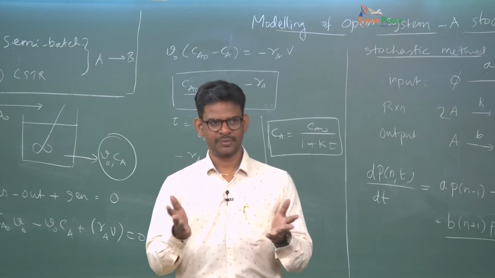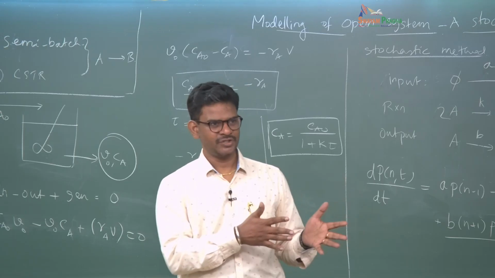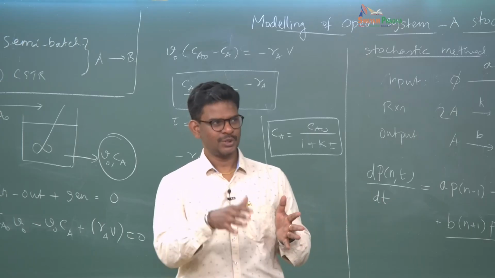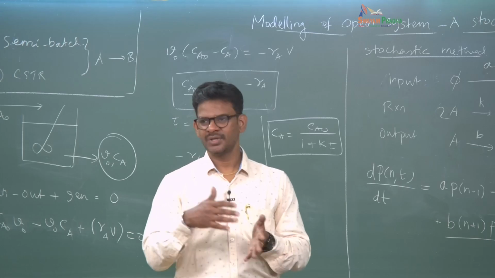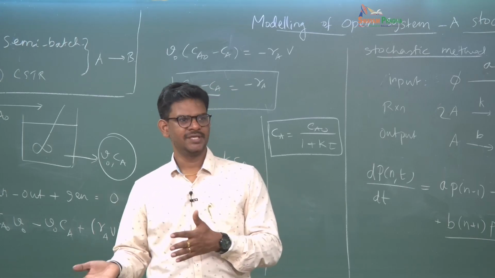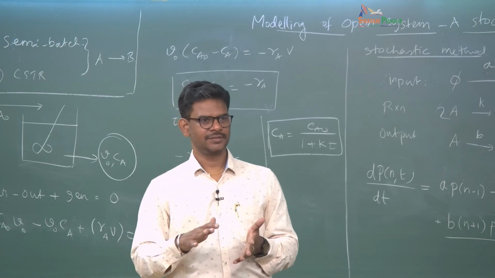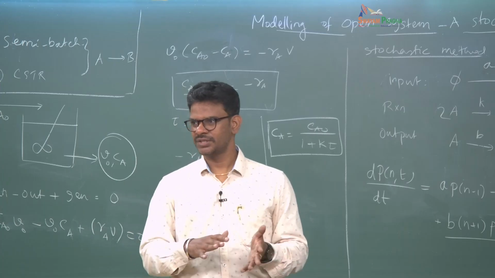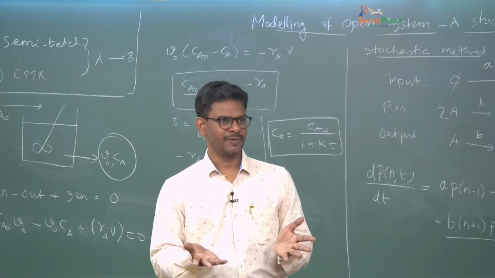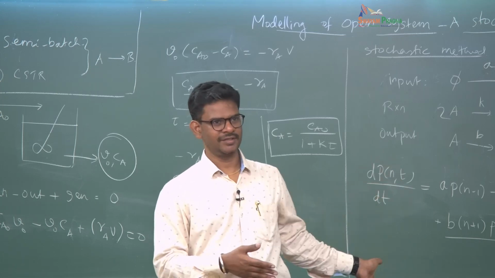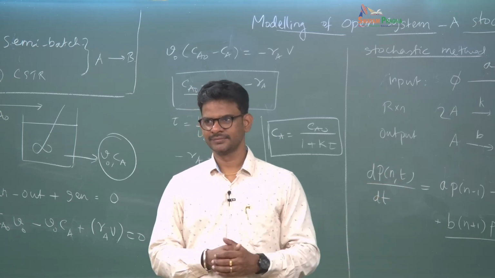Maybe one of you can take semi-batch operation, set up the equations, solve some test cases, and compare the results with the deterministic approach. Similarly, another group can look at the CSTR, set up the stochastic and deterministic equations, solve them and show the comparison between the two. And one can write a paper about that, because it's not there in the literature. It's not been done before.